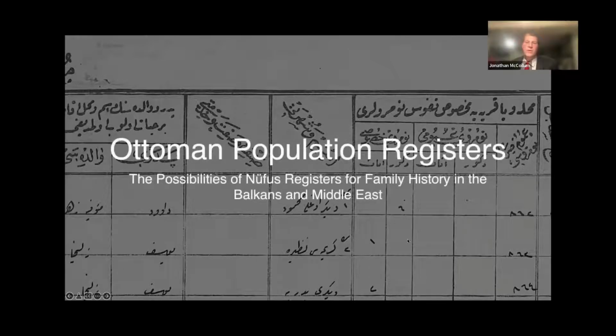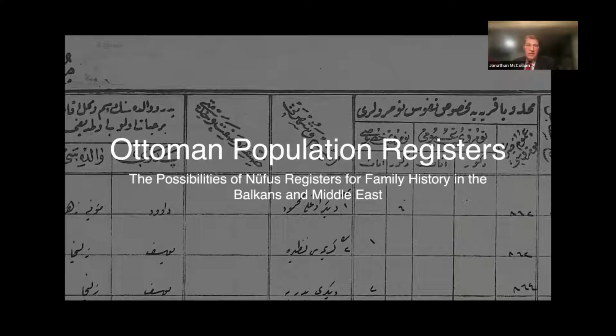Okay, so we're going to be talking about Ottoman population registers today. As David mentioned, my name is Jonathan McCollum. I'm a specialist in Ottoman history. I did my PhD in Middle Eastern history with special emphasis on the Ottoman Empire. I taught at Brigham Young University for a few years, and now I'm working for Family Search, and I head up content strategy for the Middle East, North Africa area for Family Search.